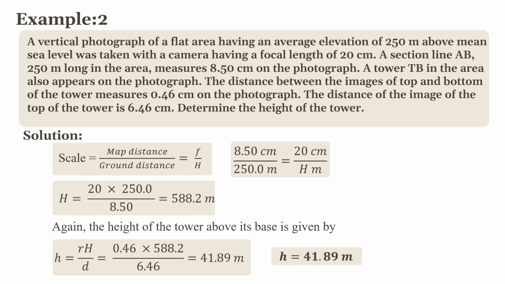So putting the values together, we get 0.46 multiplied by 588.2 divided by 6.46, which yields 41.89 meter. So the height of the tower above its base is approximately 41.89 meter.